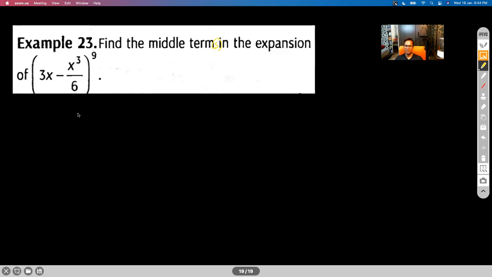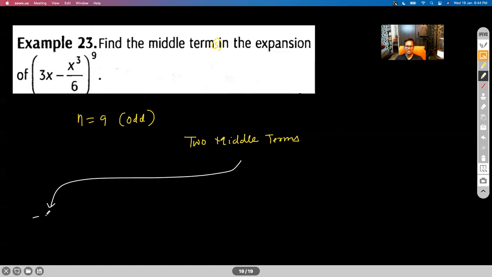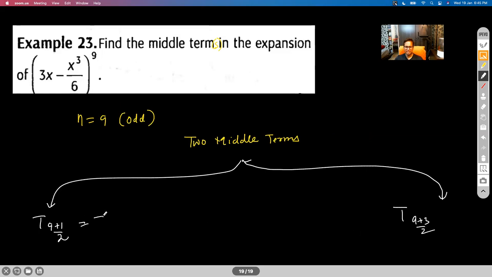Great. So here we know that n is an odd number, right? So we had already discussed that there will be two middle terms, right? So two middle terms will come out. What will be those two middle terms? As we already discussed, t (n plus 1) by 2 and t (n plus 3) by 2, which is nothing but t5 and t6.